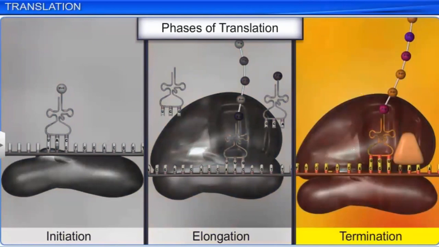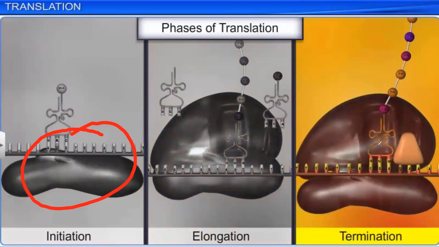This is the smaller unit, which remains there. Both the smaller and the larger unit come together only during the process of translation, and once it is over, they move out. Of course, the ribosome also recognizes the portion where it has to attach itself to the mRNA. That is one site it has.